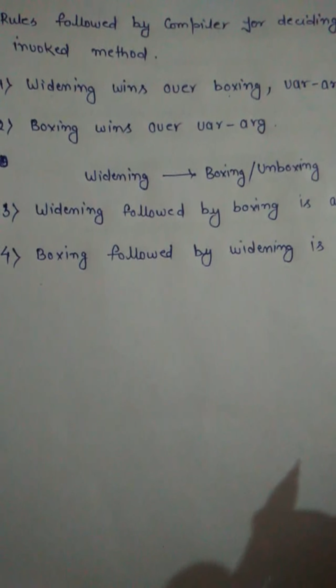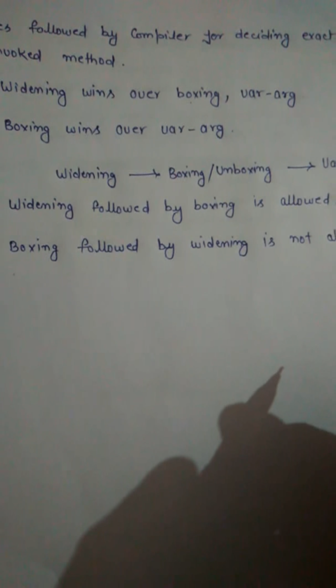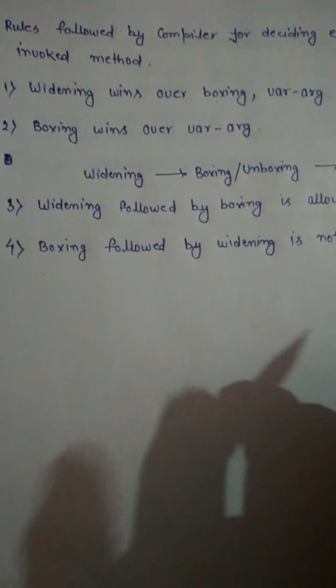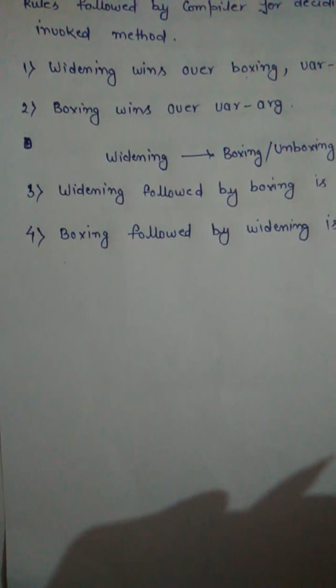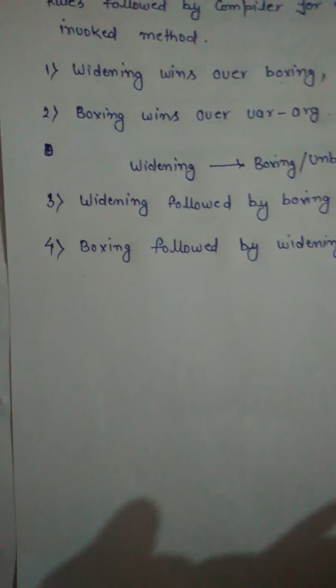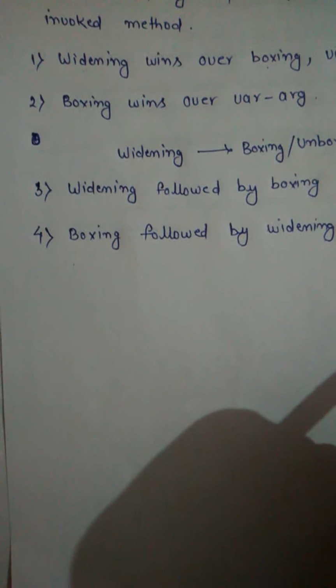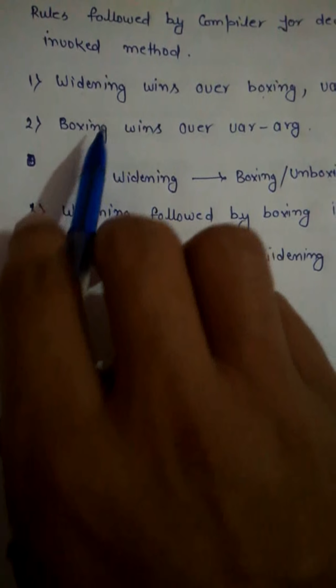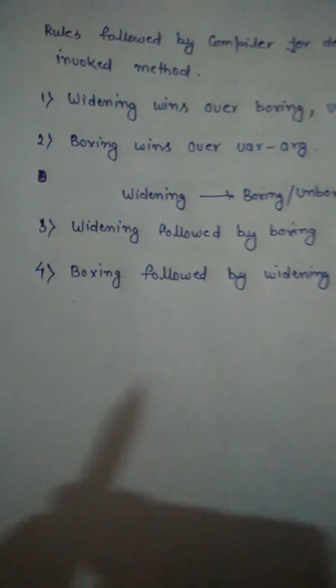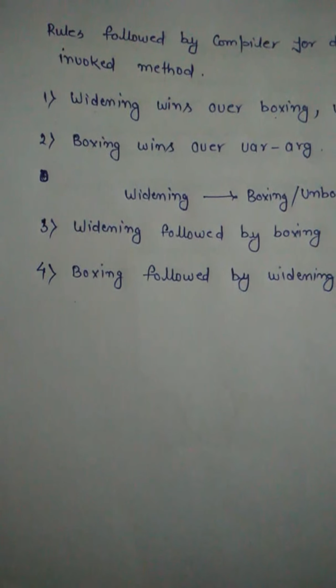Now see here some rules followed by the compiler for deciding the exact match for the invoked method. These are the rules which are followed by the compiler when we invoke an overloaded method. On the basis of the parameter list, the compiler decides which is the exact match for the invoked method. Now that method will be invoked by the compiler. So by following these rules, the compiler will decide that this method is the exact match and it should be called. So what are the rules?